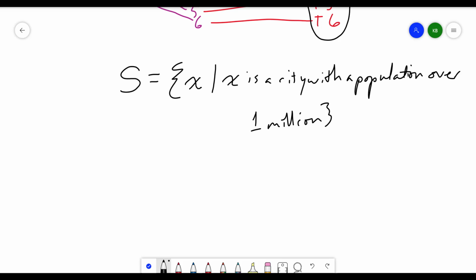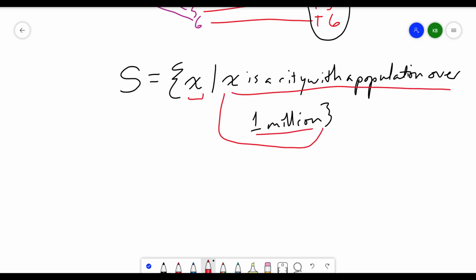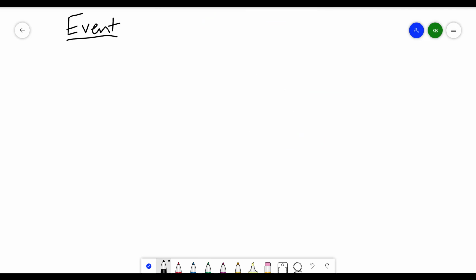So what this has for us is this placeholder variable, and then with it, it has what we call a rule. So all of this right here, it's my rule. And that tells me what has to be true about my variable in order for it to be included in my sample space.